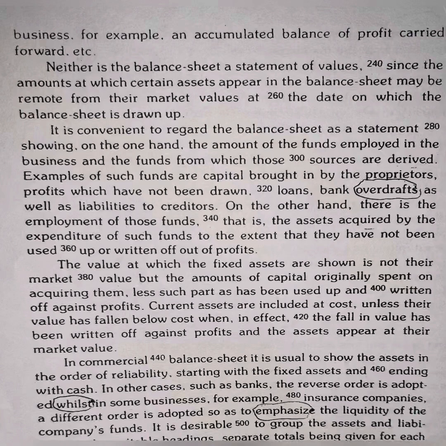Stop para. In a commercial balance sheet, it is usual to show the assets in the order of reliability, starting with the fixed assets and ending with cash. Stop. In other cases, such as banks, the reverse order is adopted, whilst in some businesses, for example insurance companies, a different order is adopted, so as to emphasize the liquidity of the company's funds. Stop.